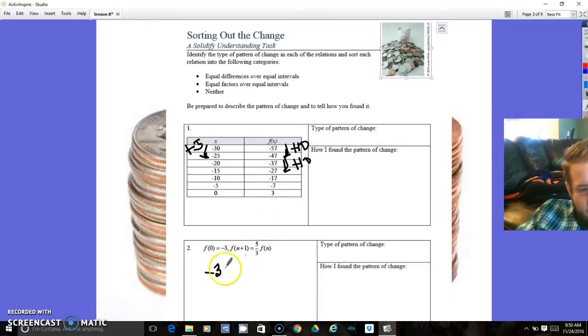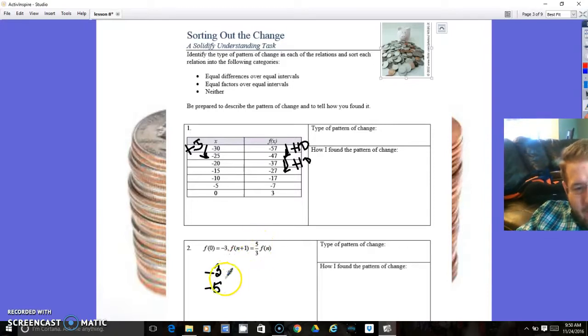Now, yes, there's a fraction involved. If I multiply -3 times 5/3, which is the same as multiplying by 5 and dividing by 3, this times this would be -15, divided by 3, which would be -5. -5 is the next term.